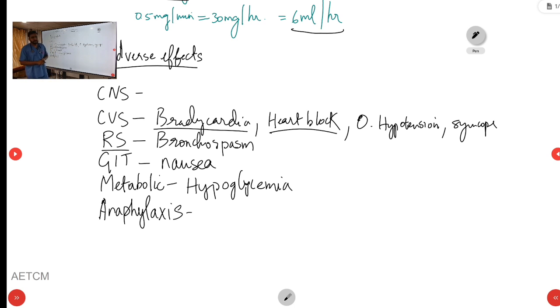Then we have to see if the patient is asthmatic or has obstructive airway disease, because it can exacerbate the bronchospasm. And in patients using anti-diabetic drugs or hypoglycemic agents, there are more chances of going into hypoglycemia, and the patient might not show any symptoms of hypoglycemia. So we need to check that before the administration of labetalol.